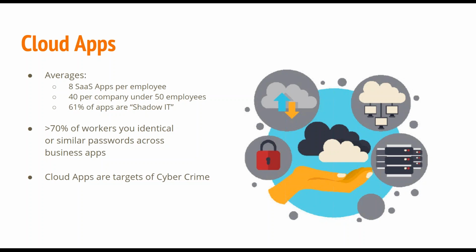Cloud apps is a vector, right? Why? Because on average, your employees have 8 SaaS apps. There's a good chance that many of those are shadow IT. They're not things that you're paying for, or you might be paying for off their expense report, or they might have put it on the company card, but they're not officially, quote unquote, IT sanctioned or vetted applications. When we look at companies with 50 or fewer employees, on average, they have 40 apps across the company.